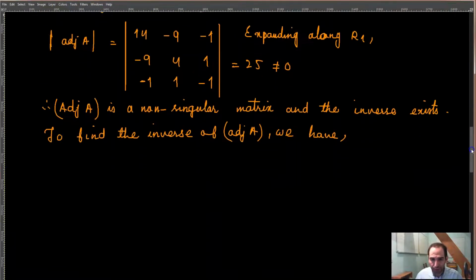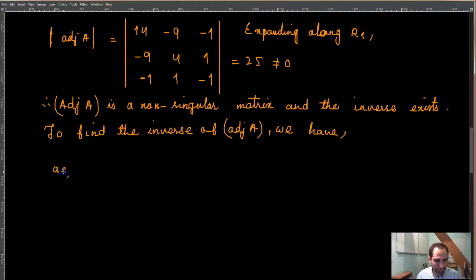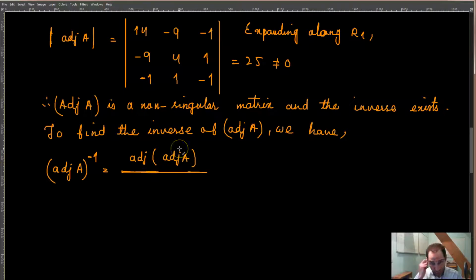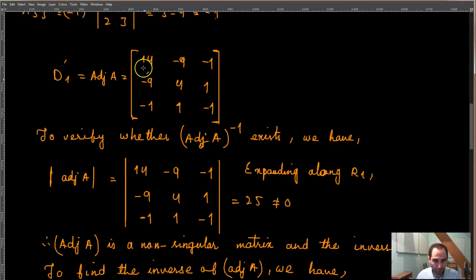So basically, you know that the inverse of adjoint A, the inverse of this matrix, is the same thing as the adjoint of this matrix, which means the adjoint of adjoint A. And when you take the adjoint of that, then you have to divide that by the determinant of adjoint A. The determinant of adjoint A we have already calculated: 25, right? So we need to calculate the adjoint of adjoint A, which is the adjoint of this matrix.